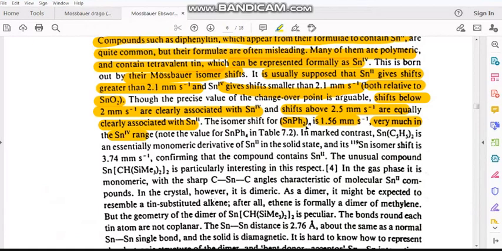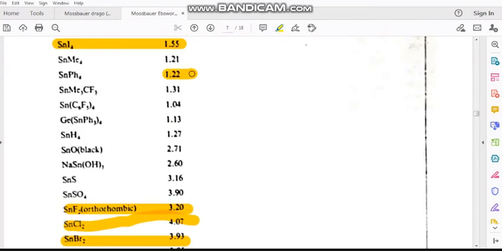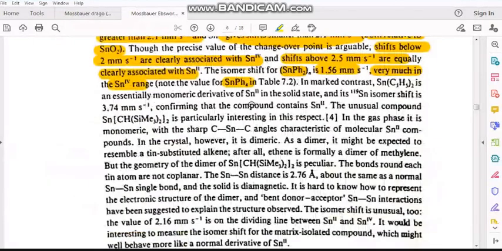So for (SnPh2)n, the isomer shift value is 1.56. It clearly indicates the tin is present in the plus 4 range, not like tetraphenyltin. So this is different. This is a polymeric one, whereas that is not polymeric, it is a single molecule. Okay, let's check here, tetraphenyltin. This is 1.22, whereas this one is 1.56. So this is not that species, but a polymeric one, because weak interaction is making it polymeric.